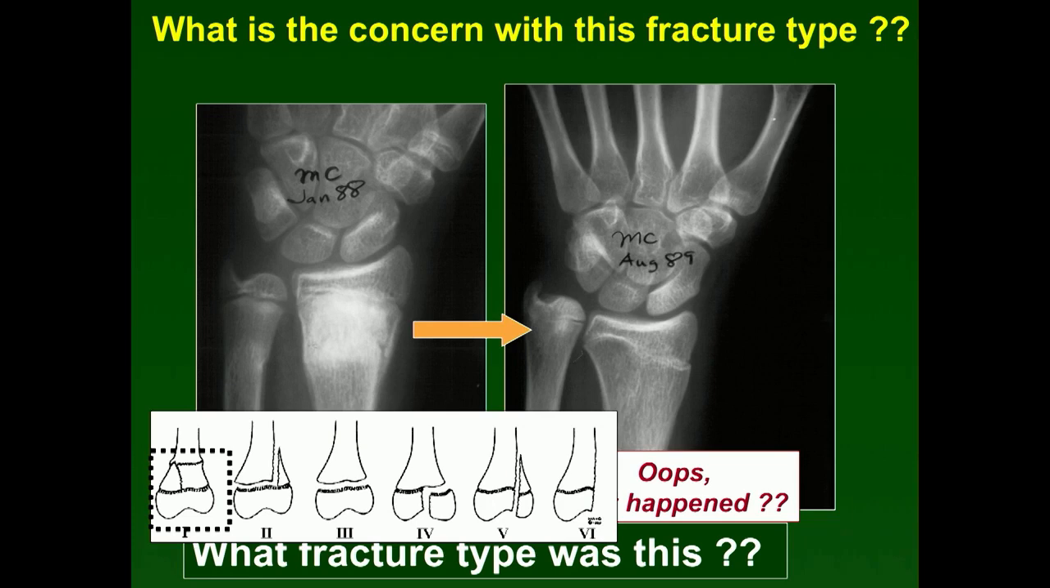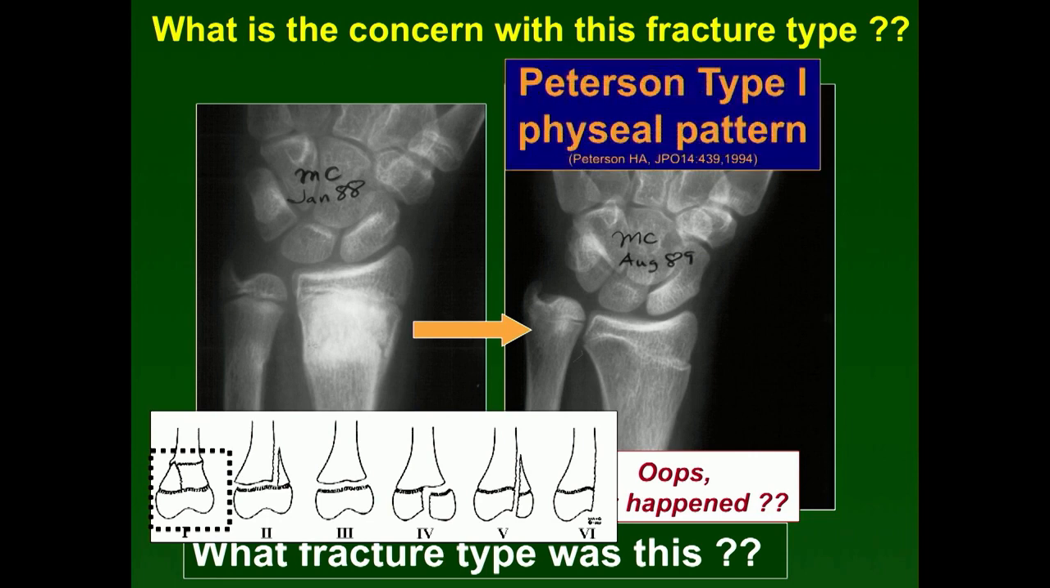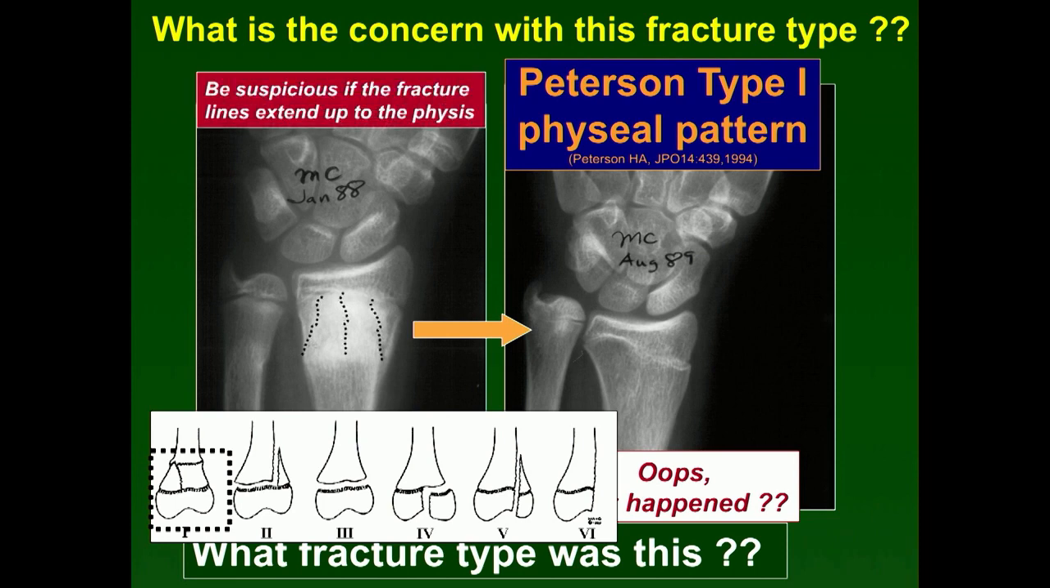The fracture pattern here. Now, Peterson of the Mayo Clinic has his own classification. He's probably one of the biggest authorities on physeal injuries. In fact, he's written a whole textbook on it, and he has this type 1. What you need to understand is that this is a type 1 physeal pattern that can look like just a metaphyseal fracture. But the key is, if the fracture lines go all the way up to the physis, then you have problems with physeal arrest, and they need to be followed a little bit closer. This girl here required surgery to shorten the ulna because she was getting some symptoms.